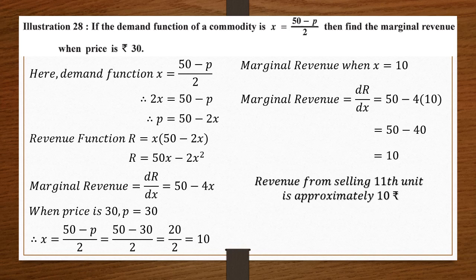So when in the question directly P is not given, we have to first find the P equation, multiply it with X to get the revenue function, find the marginal revenue function, and then if units are directly given, then put it into X. If price is given, then find the units and then put it into our equation. So we will get the marginal revenue.